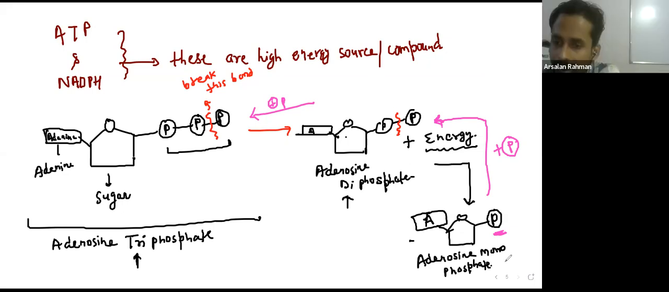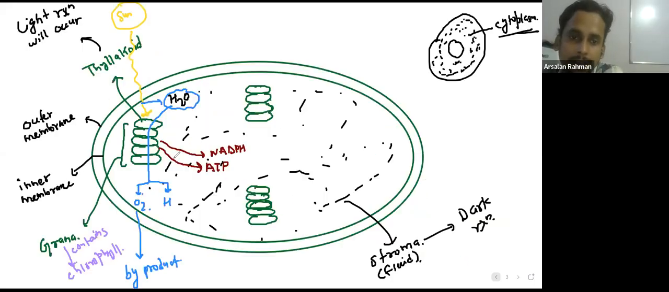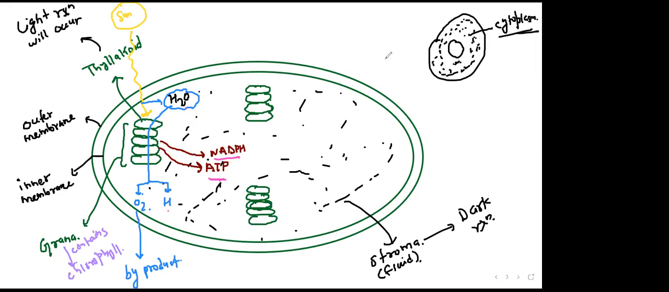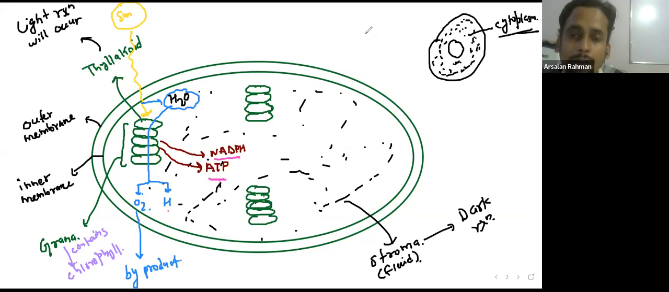So in the light reaction, what will happen? The thylakoid or chlorophyll will absorb light, and by absorbing light energy, it will break the water molecule into oxygen and hydrogen, and it will produce what? ATP and NADPH. Both contain energy. Yes or no?